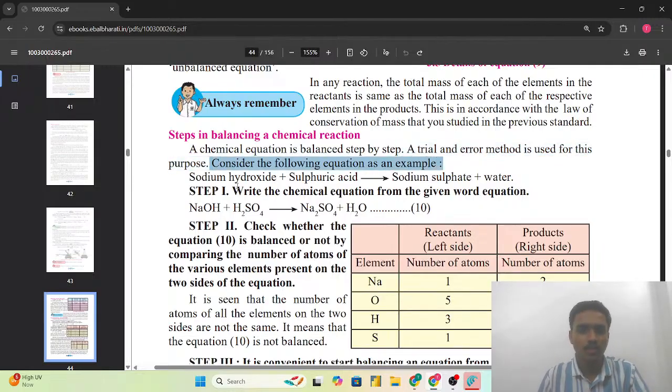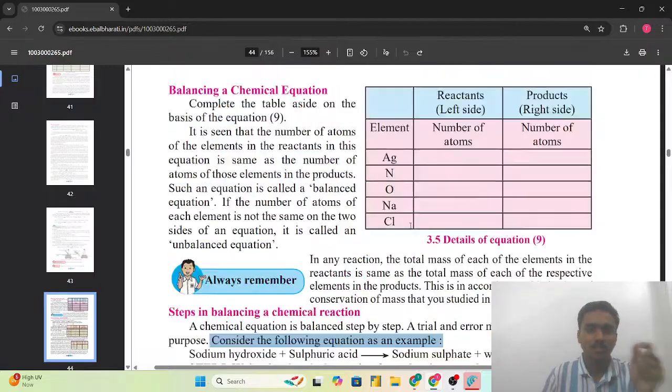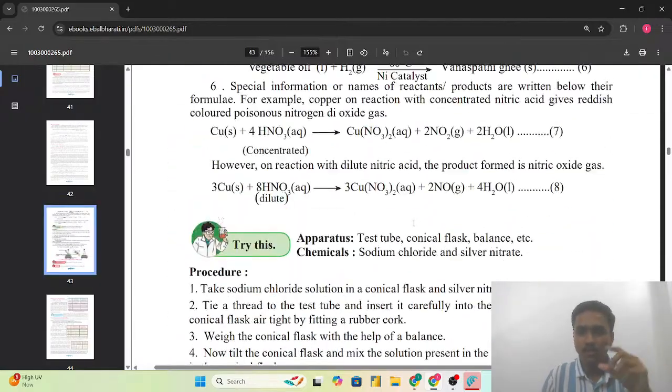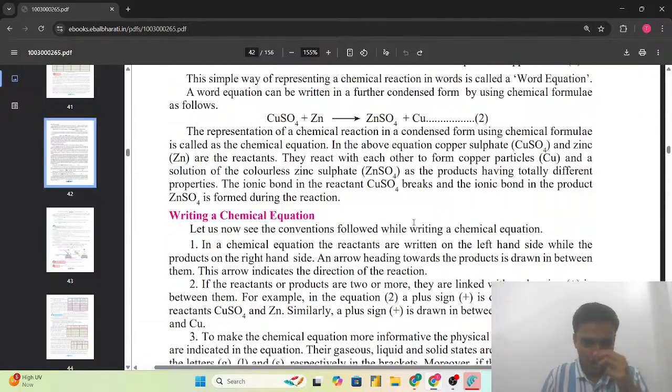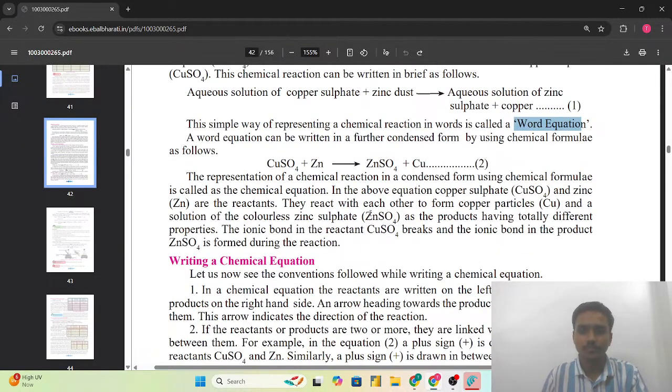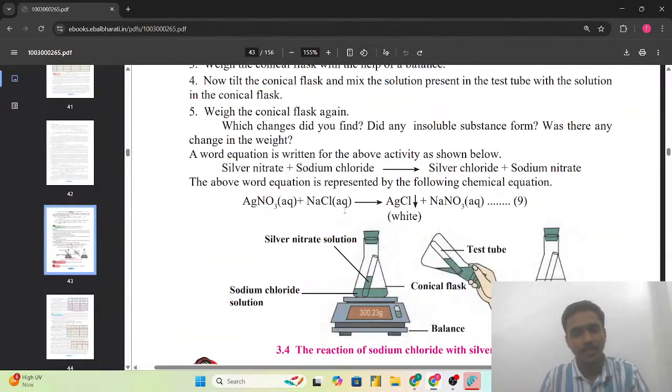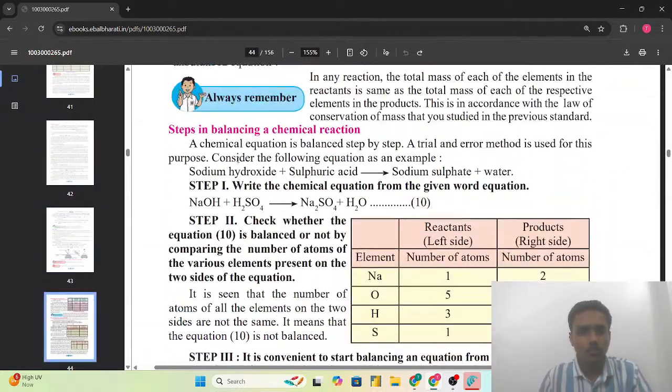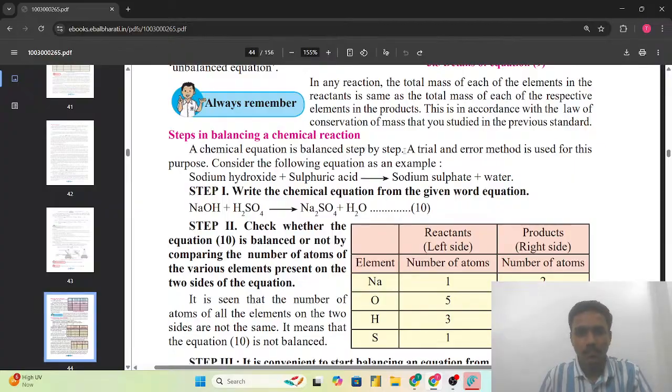Consider the following equation as an example. तो हमें एक इक्वेशन दी है यहाँ पर, जैसा कि हमने देखा था, there is the word equation and the chemical equation. So, if the equation is represented in the form of words, it is called a word equation. And when it is written using the element symbols, then that is called the chemical equation. This we have already studied previously. So a chemical equation is balanced step by step, and the trial and error method is used.